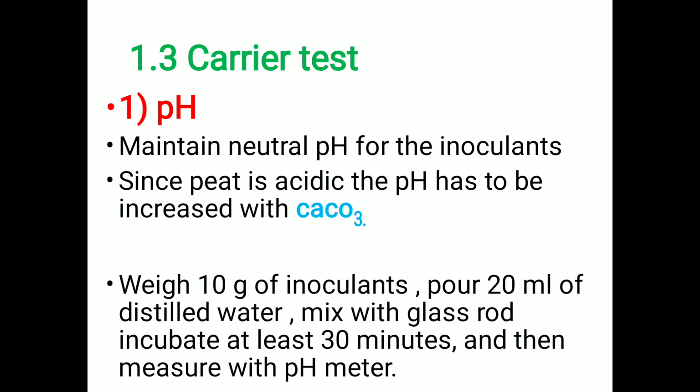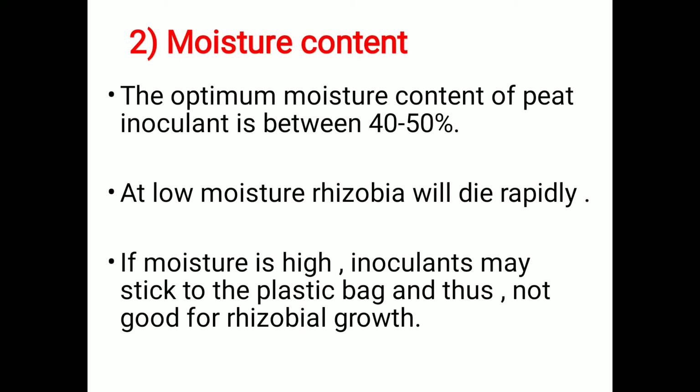We have to wet 10 gram of inoculants, then pour in 20 ml of distilled water, mix with a glass rod, incubate for at least 30 minutes or half an hour, and then measure with the help of a pH meter. In that way we measure the pH of the carrier of inoculants.